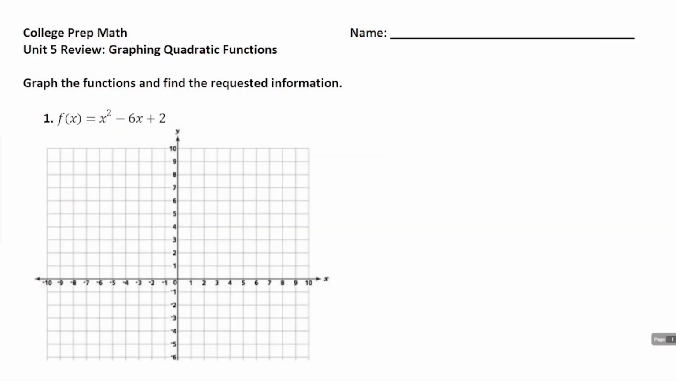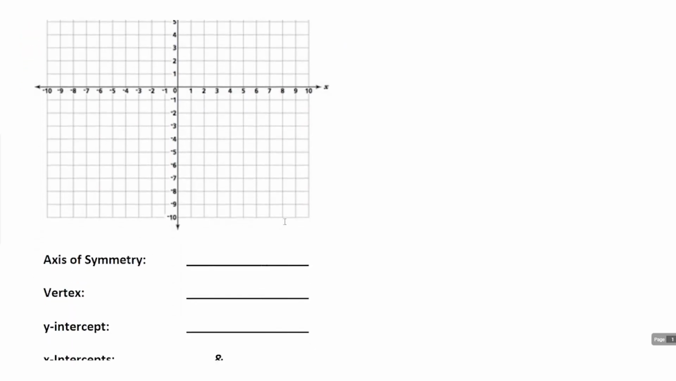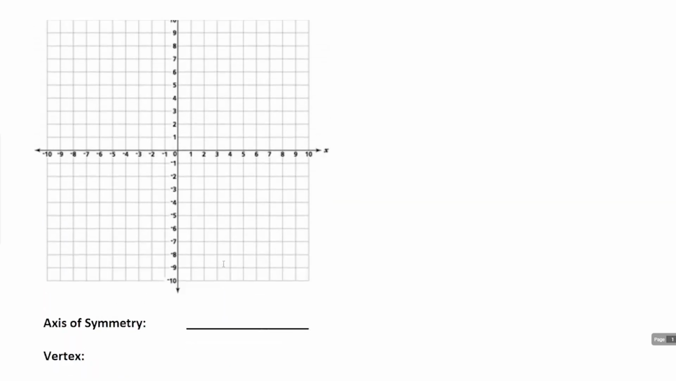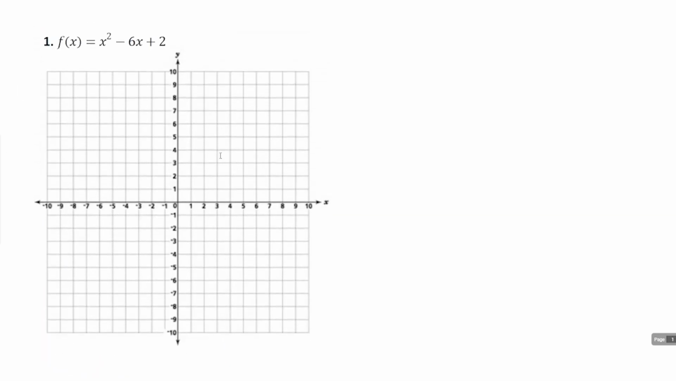We're working on our Unit 5 review, which is all about graphing quadratic functions. Let's jump into the first problem. It says graph the function and find the requested information. If you look further down here, you can see all the things that I'm looking for: axis of symmetry, vertex, y-intercept, x-intercepts, and then we'll use all this to solve the equation. So let's go ahead and start plotting.